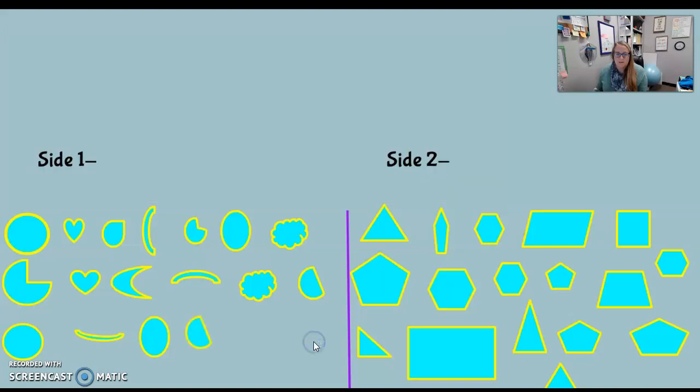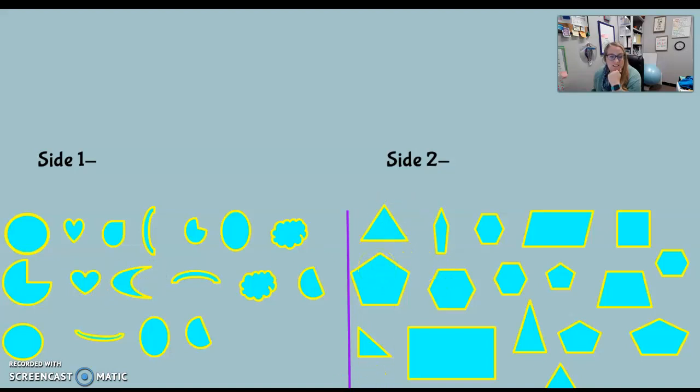All right, so look at these shapes. We have side 1 and we have side 2. What's something that you notice about these shapes? I agree, they are blue and they all are in yellow. What else do you notice? That's interesting. I heard somebody say that these have curved lines and these have straight lines.